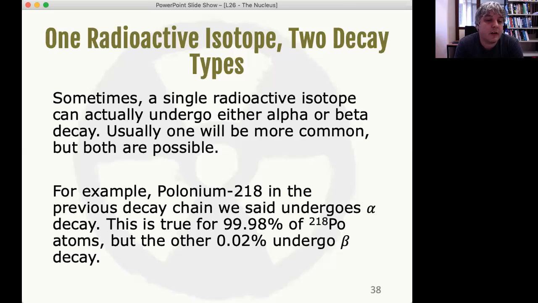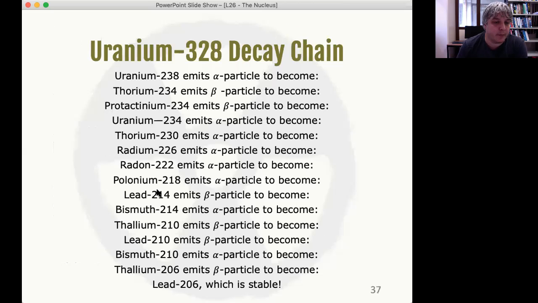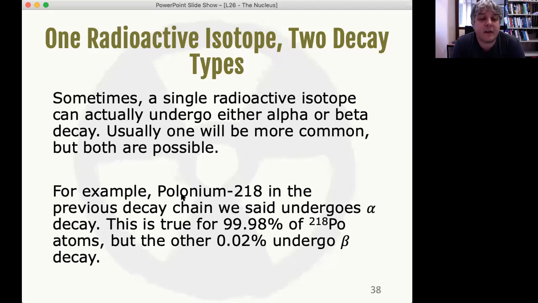For example, polonium-218 in that uranium-238 decay chain we just saw, we wrote down alpha decay, and that is true for 99.98% of polonium-218 atoms. 99.98% of the time they will emit an alpha particle and become lead-214. So that is true almost all the time, but very, very occasionally, 0.02% of the time, a polonium-218 atom will undergo beta decay rather than alpha decay.